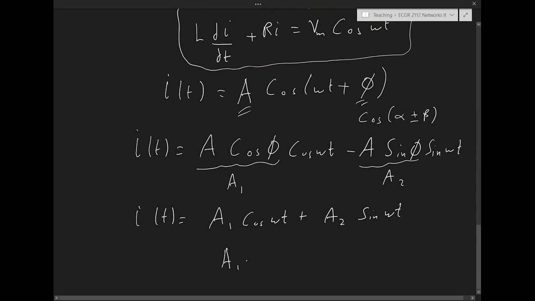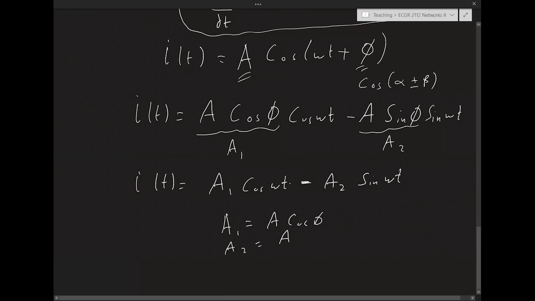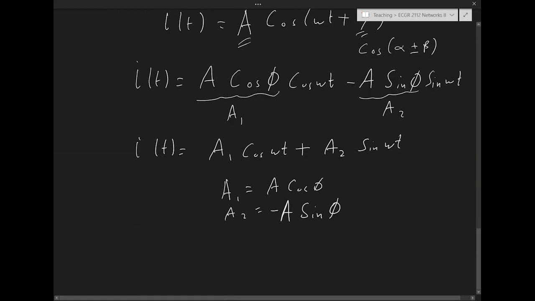That's all. A1 is going to be A cosine phi, and A2 is going to be, oh, minus sign, sorry. Okay, the minus goes into the definition. So A2 is going to be minus A sine phi. Okay, let's differentiate this. Simple, it's going to be minus A1 omega sine omega t. That's how we differentiate cosine. And then plus A2 omega cosine omega t.